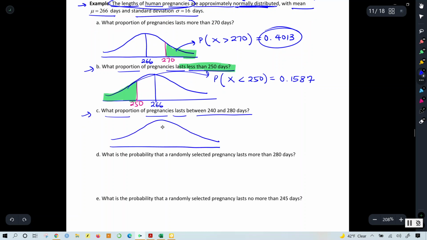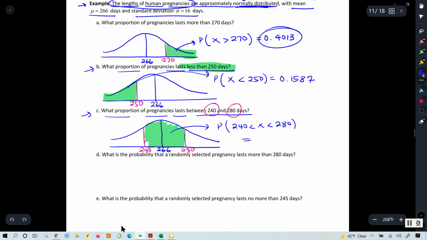Question C. What proportion of pregnancies last between 240 and 280 days? So I have the center, 266. I'm going to locate 240, and I'm going to locate 280 approximately. And I'm going to shade between. I'm interested in the probability between 240 and 280.